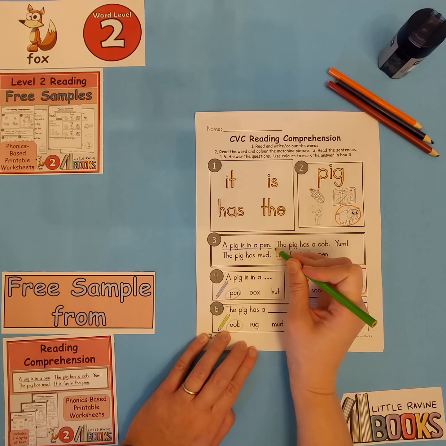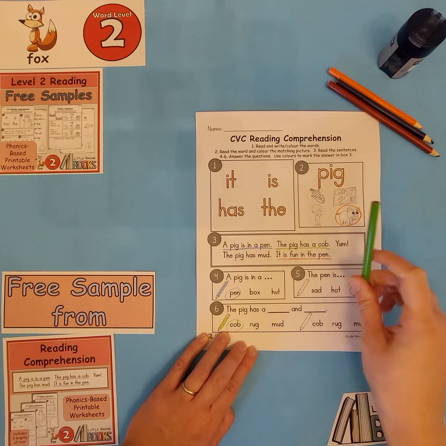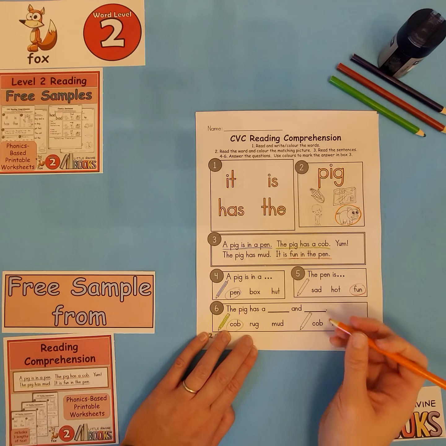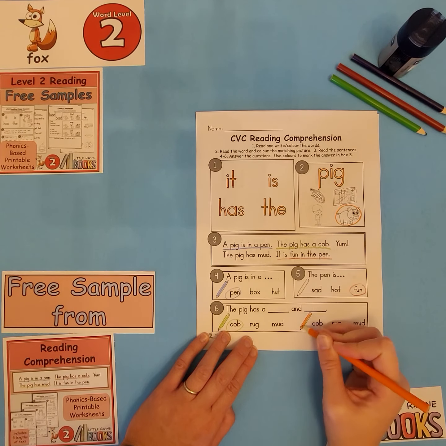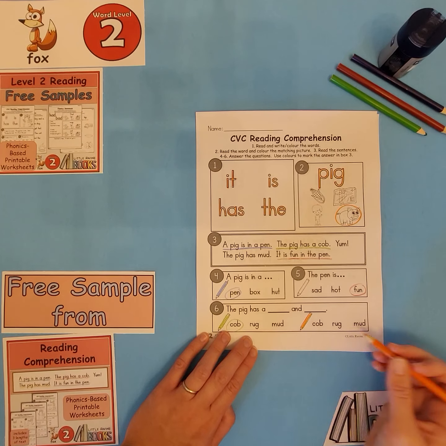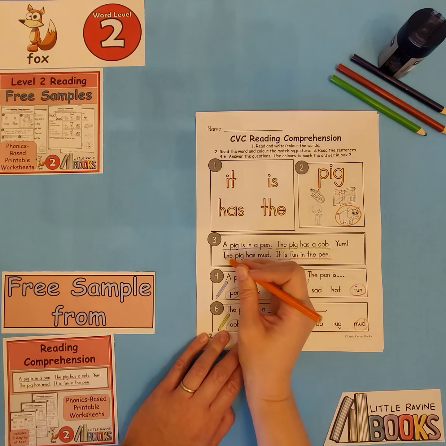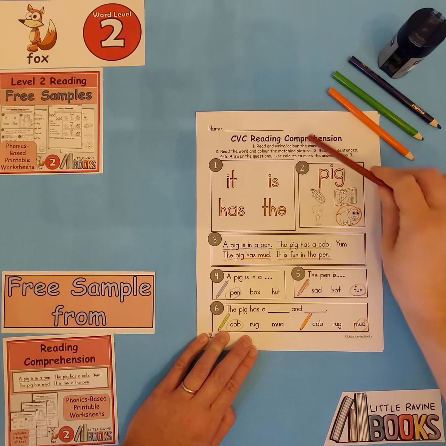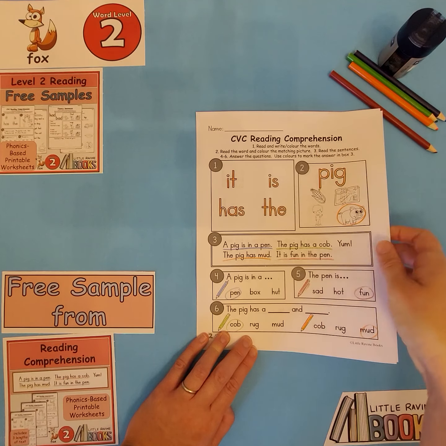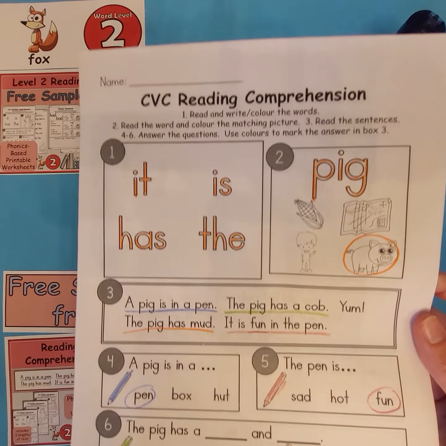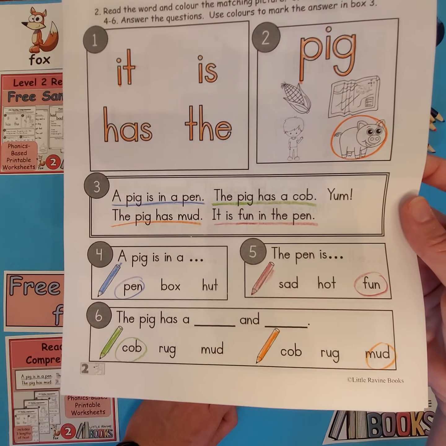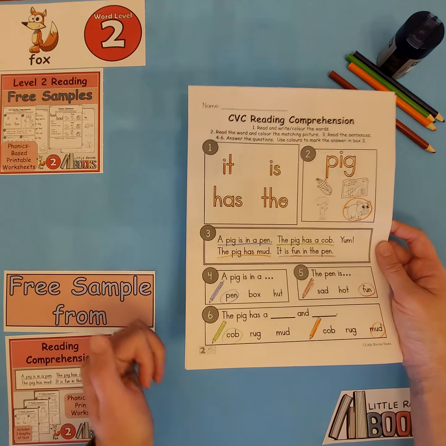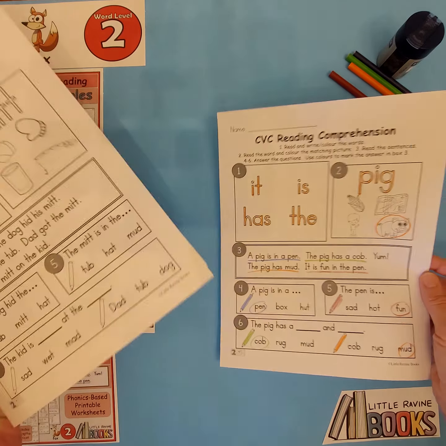Let's see, the pig has a cob, and you can have them write it there if that matches their skill level. And mud. There we go. Oh, I forgot. There. Okay. And that is what this page will look like at the end. Again, the questions and answer options are also all CVC words that they can read on their own.